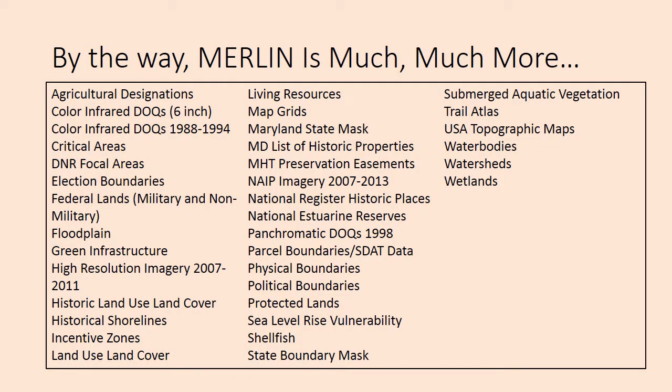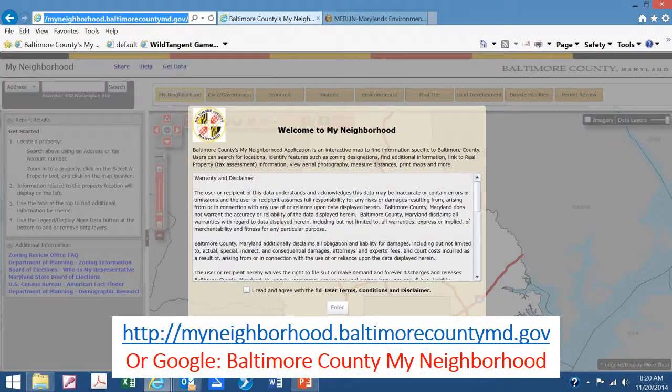Before leaving the first half of this presentation, I thought it might be beneficial to take a look at this listing of all the layers available through Merlin. Browsing these layers can reveal a wealth of fascinating information. Baltimore County's My Neighborhood website also provides property ownership information and much more. If you have trouble with the Merlin site, then give My Neighborhood a try.